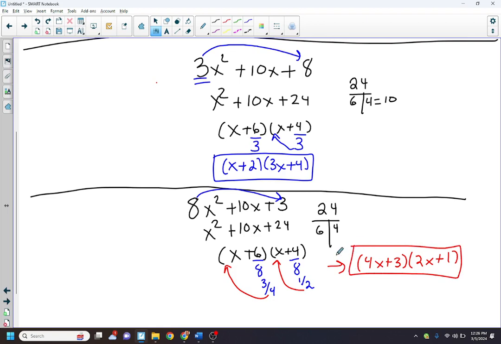Reminder, this question could also have an equal 0.